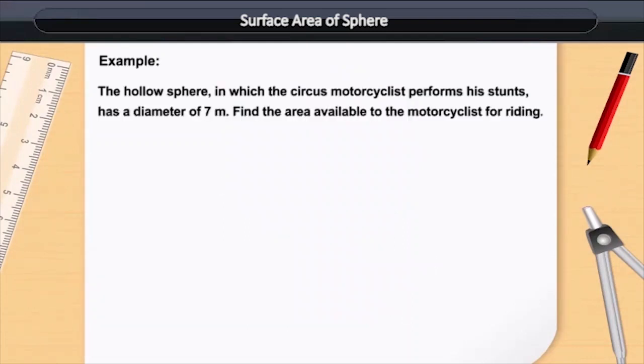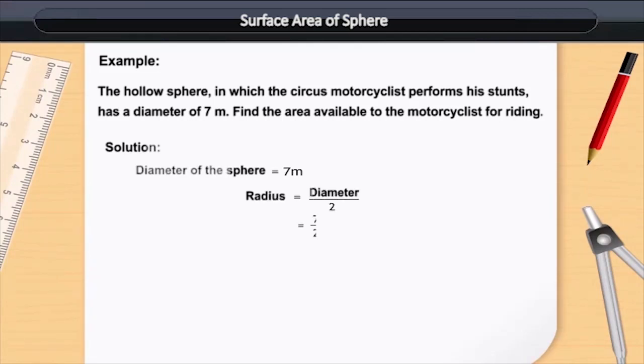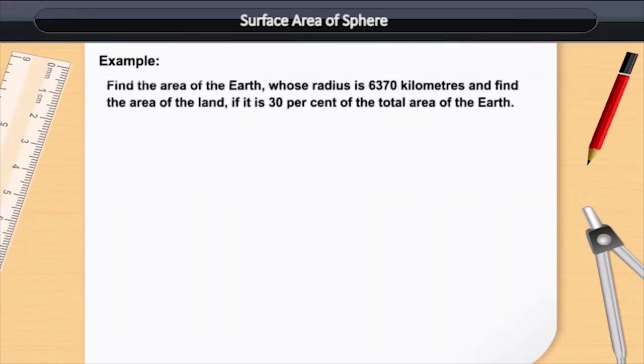For example, the hollow sphere in which the circus motorcyclist performs his stunts has a diameter of 7 meters. Find the area available to the motorcyclist for riding. Solution: diameter of the sphere is equal to 7 meters. Therefore, radius is 3.5 meters. So, the riding space available for the motorcyclist is the surface area of the sphere, which is given by 4πr². By keeping the value of r, we get 154 square meters.